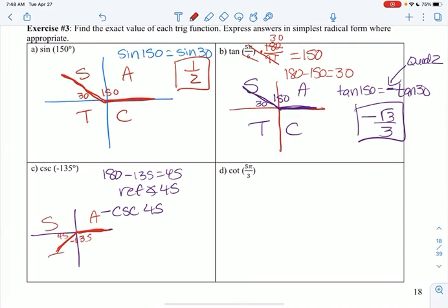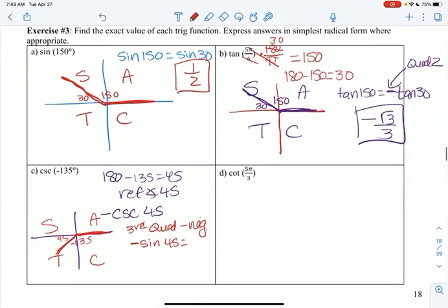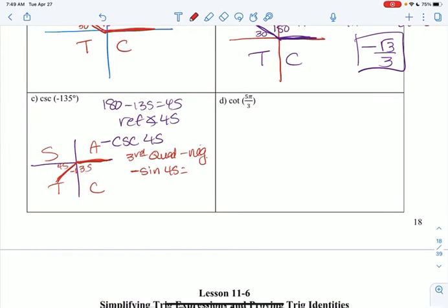So let's see. In the third quadrant, cosecant is negative, because cosecant is just the inverse of sine. All right, so third quadrant, it's going to be negative. It's the inverse of sine. So let's find out what sine is. Negative sine of 45 degrees. Well, sine of 45, look up here, sine of 45 is 1 over radical 2. Let's not rationalize it, because I'm going to have to flip it. Negative sine of 45 is negative 1 over radical 2.